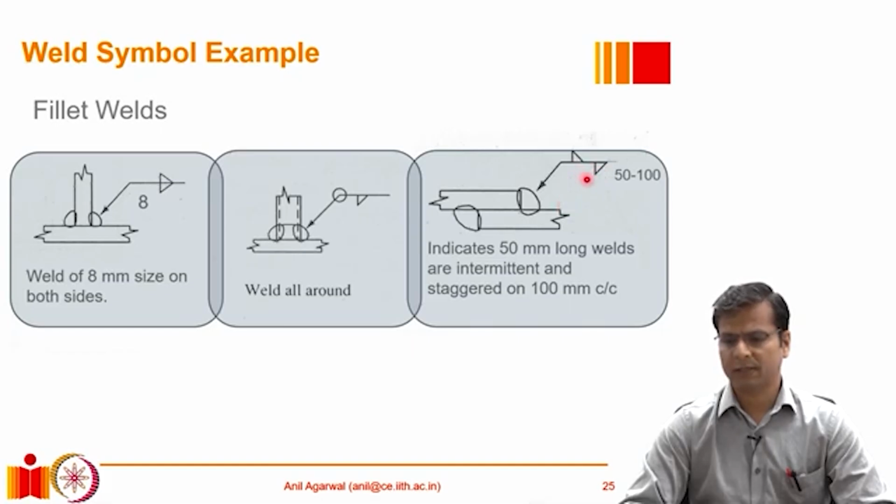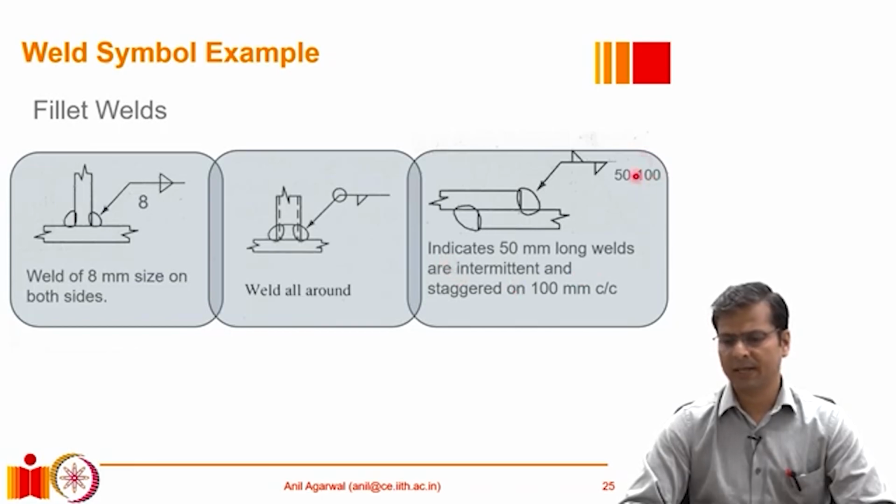Now, in addition to that, the size should be written here, but the size is not mentioned just to not distract us. Ideally, a size of the weld should be mentioned. But after that, it is mentioned that it is a 50-100. So, as we had seen, the first number on the right of the weld symbol is the length of the weld, and the second number after that is the spacing of the subsequent welds.